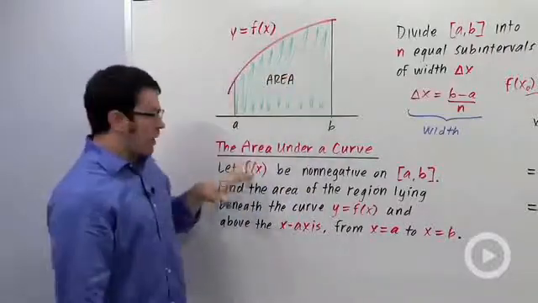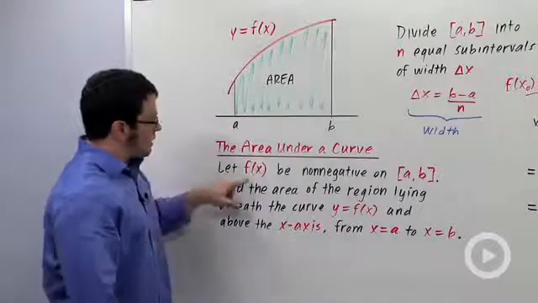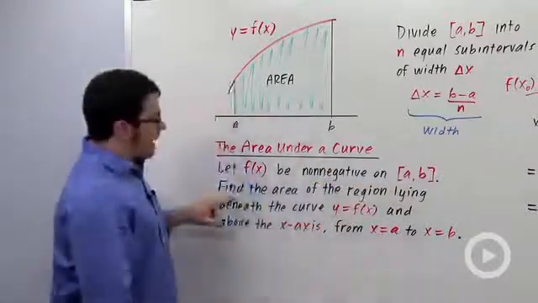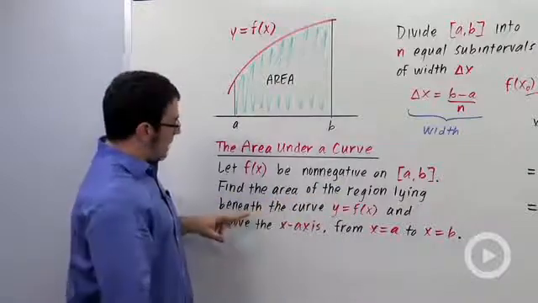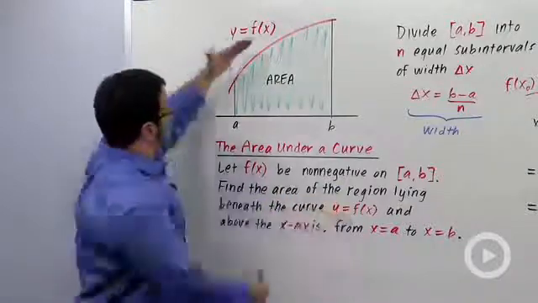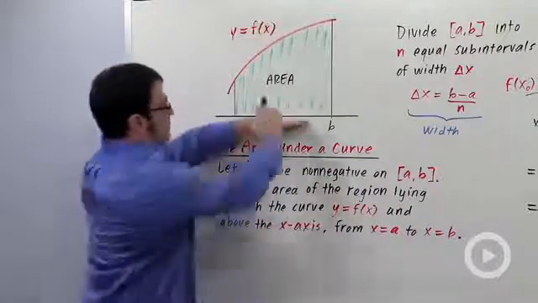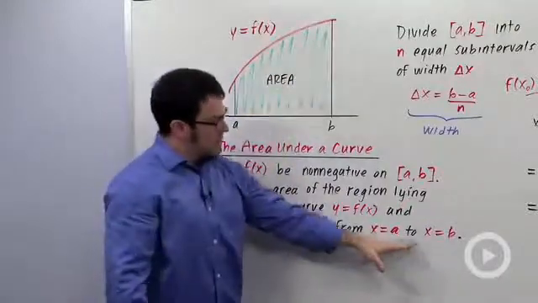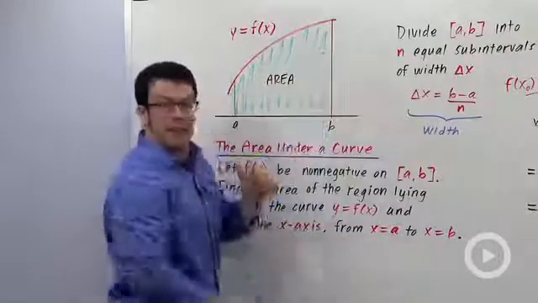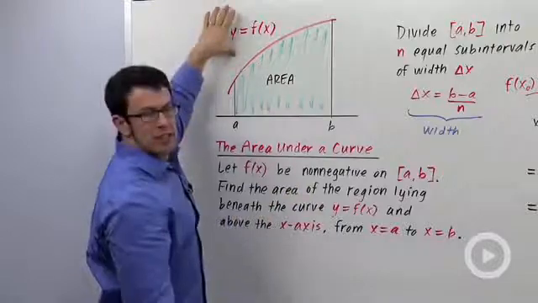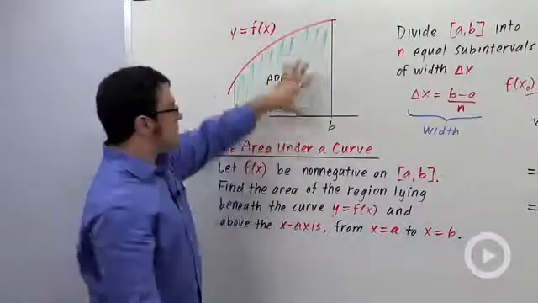So the area under the curve problem is stated as follows. Let f of x be a non-negative function on the interval ab. Find the area of the region lying beneath the curve y equals f of x, so below the curve, like this, and above the x-axis, so above this, from x equals a to x equals b, so between these guys. So whenever I say find the area under the curve y equals f of x on the interval ab, this is what I'm going to mean.